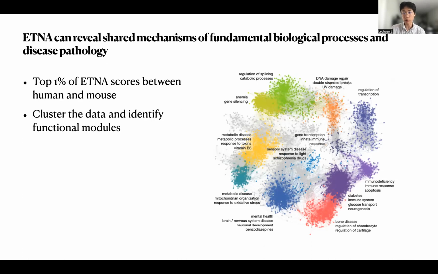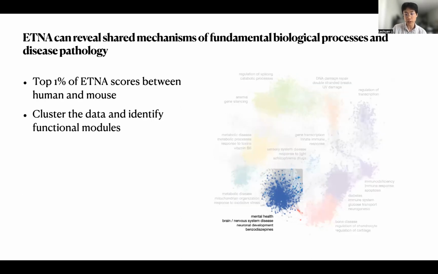And you can see there are lots of interesting clusters, but for the sake of time, I'll only highlight one, which is the bottom blue cluster that shows a cluster of mental health genes with the drug target for benzodiazepine, which is a drug that's designed for bipolar disease.